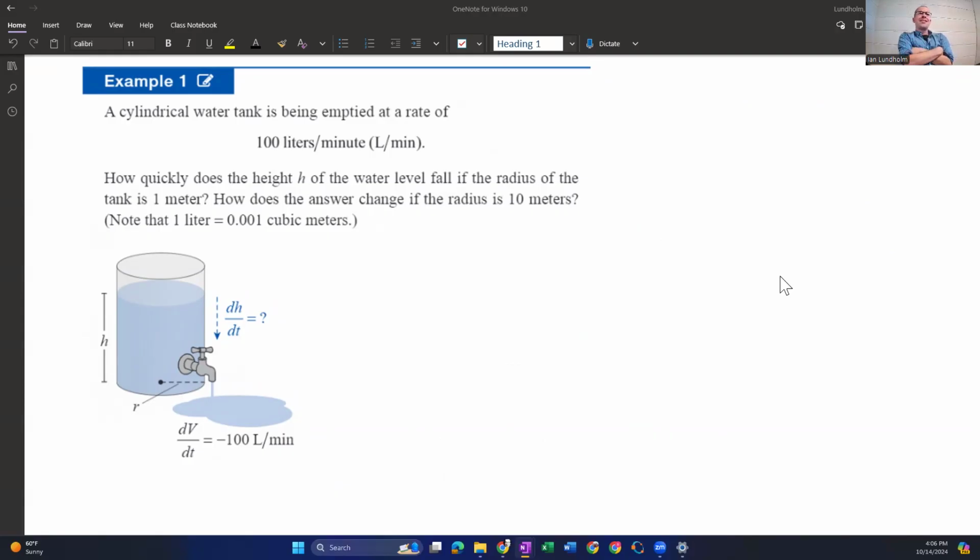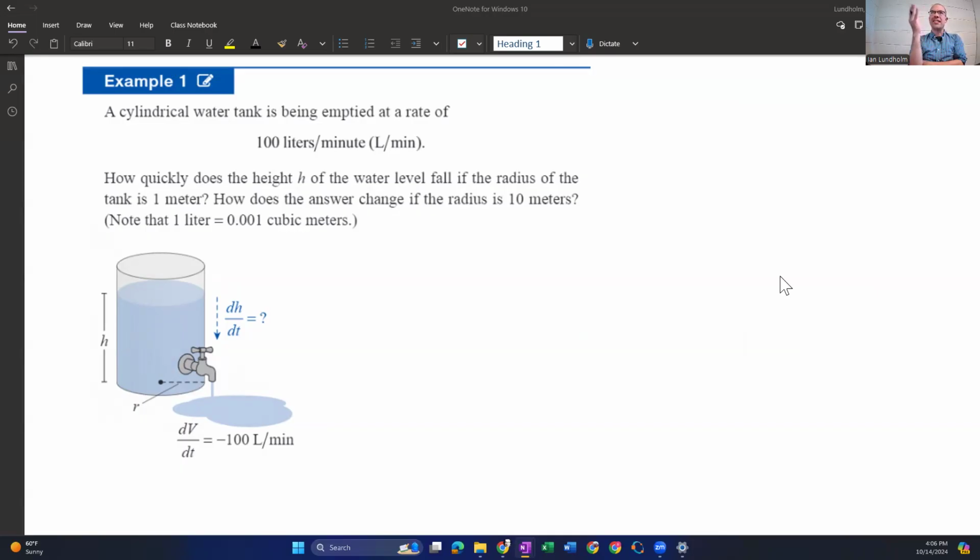For this first one, we've got a cylindrical water tank being emptied at a rate of 100 liters per minute. How quickly does the height of the water level fall if the radius of the tank is 1 meter? How does the answer change if the radius is 10 meters? Okay, we'll leave that for later. Let's focus in on the 1 meter first.